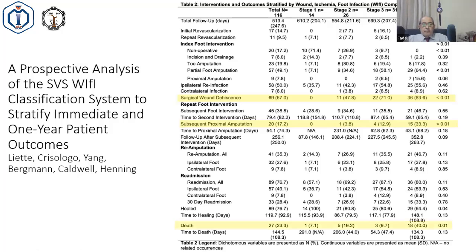And soberingly enough, death was also a significant finding as the WIfI stage increased. About 23%, almost a quarter of the patients in the study, died in a year. Only one of those was from WIfI 1. 5, or about 20%, was from WIfI 2. Interestingly, WIfI 3 only had a 10%, but WIfI 4, 40% of the patients.